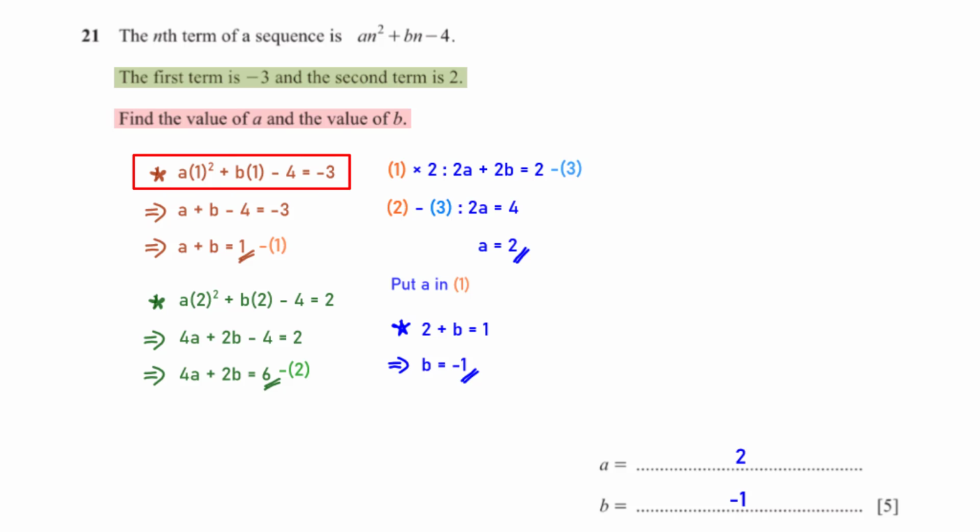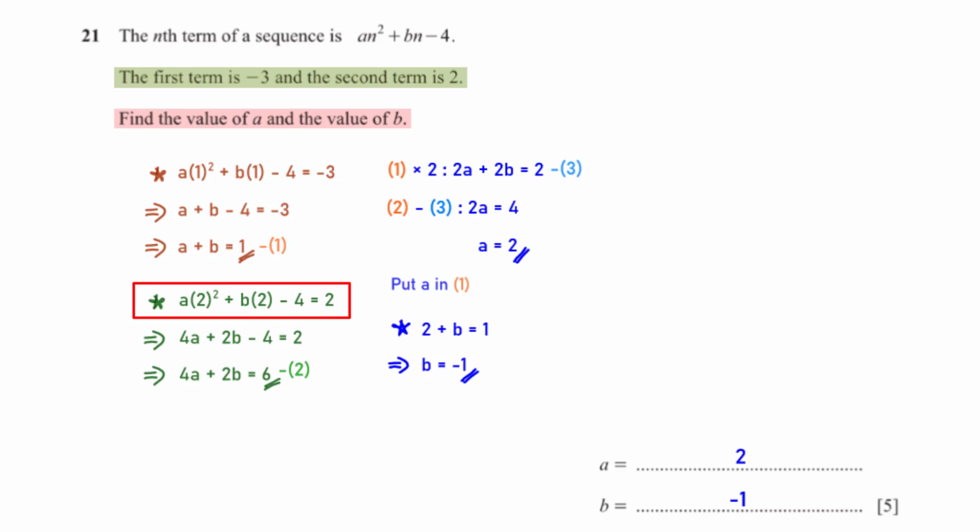So we have a times 1 squared plus b times 1 minus 4 equals negative 3. A times 1 squared is a, b times 1 is b. When we add 4 to both sides, we get a plus b equals 1. If the second term of the sequence is 2, then it means if we plug in n equals 2 into the sequence, we should get 2.